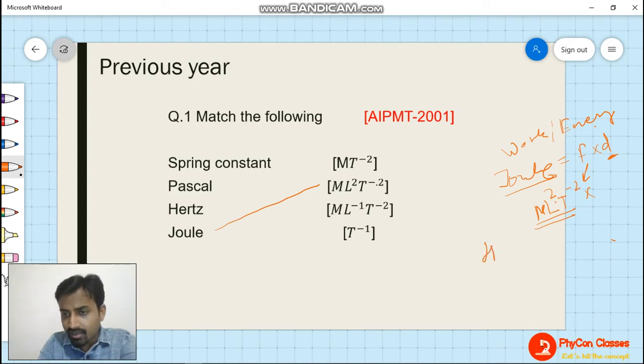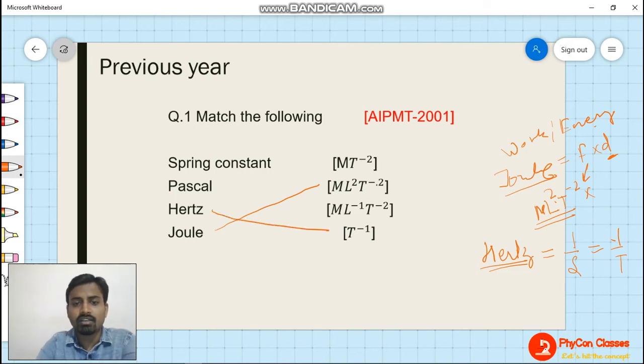Now Hertz. Hertz, have you heard of this unit? Hertz is per second. Per second is called Hertz. So the dimension will be 1 upon T, that is T to the power of minus 1. For Hertz it will be T to the power of minus 1.